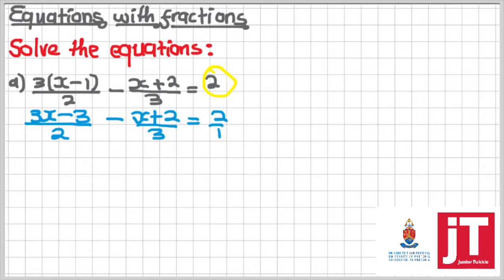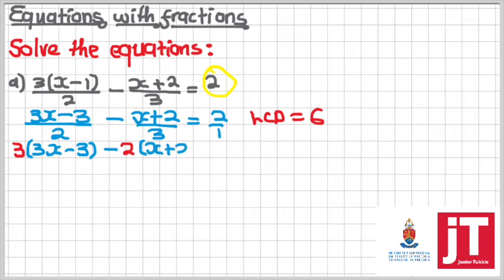My LCD, if I look at the denominators 2, 3, and 1, my LCD is definitely 6. And after determining the LCD, I then multiply each term by that LCD. And in the process, I simplify it and convert it into a linear equation. So if I do it correctly, I'm going to get 3 open bracket 3x minus 3 minus 2 open bracket x plus 2 is equal to 6 times 2.